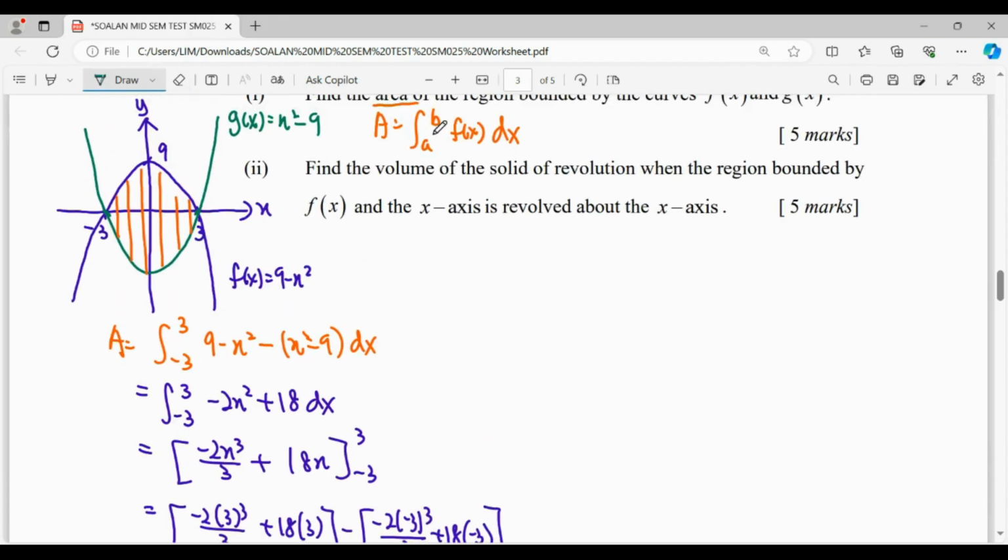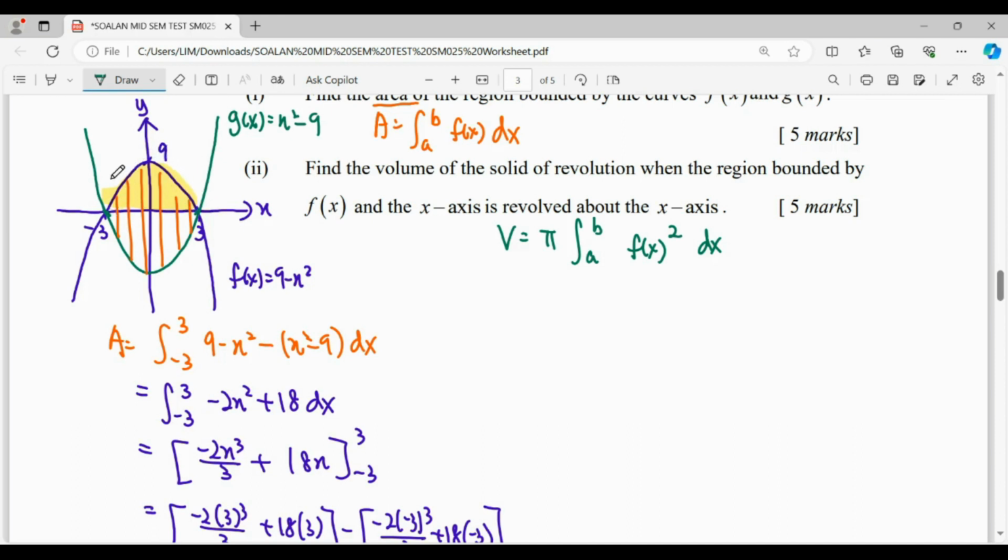Then for question number 2, we need to find the volume. So the volume formula will be pi, integrate from lower limit to upper limit. Revolving about the x-axis means you are going to use dx, so your function needs to be in terms of x and squared. The region you need is bounded by f(x) and the x-axis. So the region you are going to find here is this. This is the region which is going to revolve about the x-axis to become a solid.